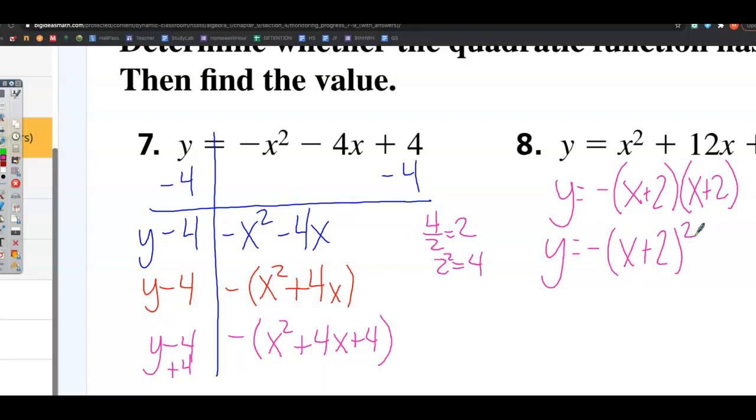I'm behind a step. Now, my answer is going to be what? Negative 2, 0. That's what I got. Let's go. I did it right.